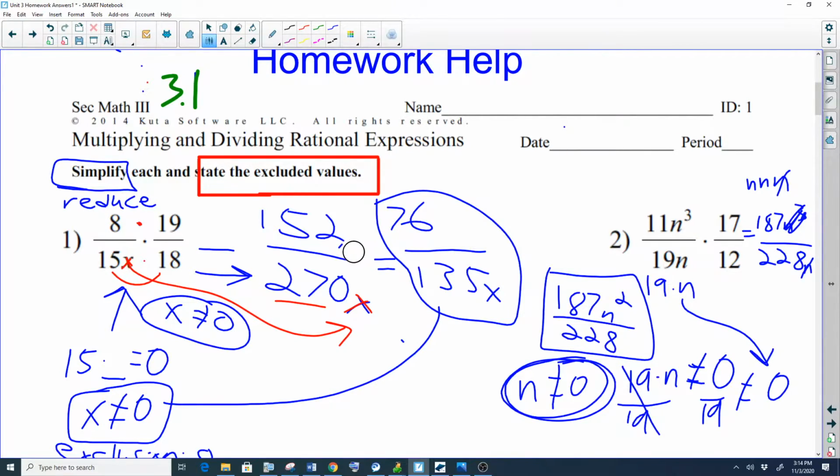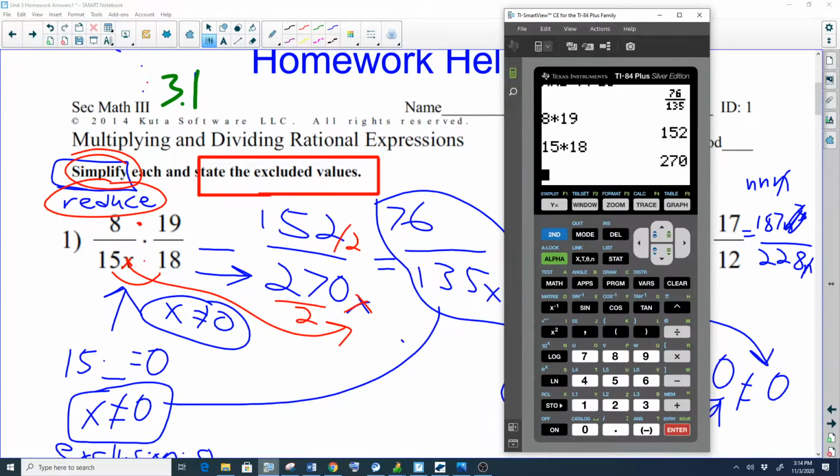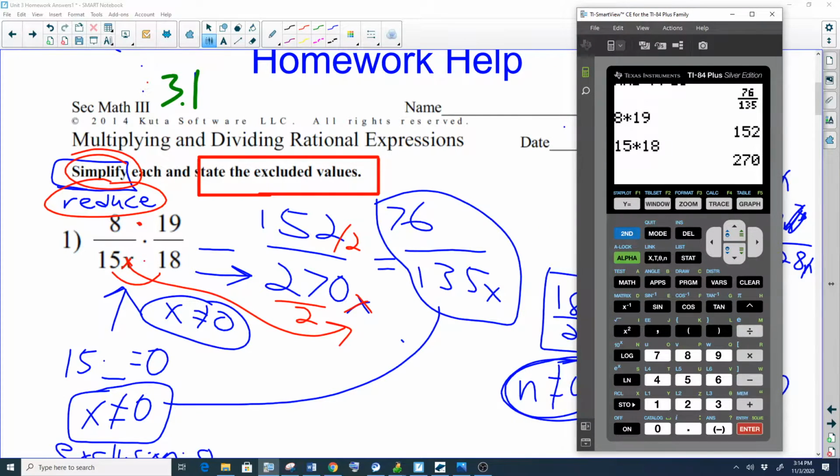Last but not least, if you can reduce it, you need to make sure to simplify. That means divide by 2, divide by 2, and when you do that, you get 76 over 135. The calculator can actually do that. Without the x, take 152 divided by 270, then press the math button and choose option number 1, fraction, and that'll reduce it for you.